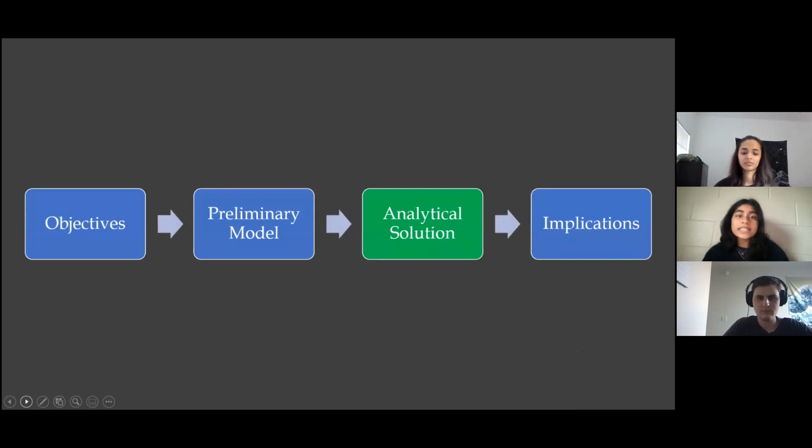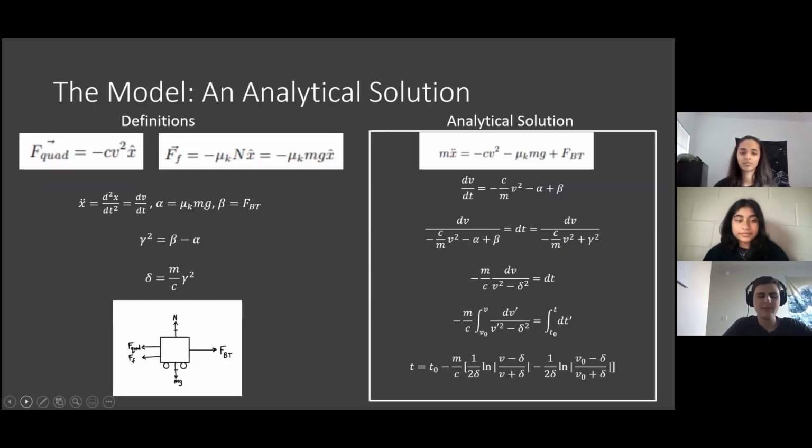Now let's talk about finding an analytical solution. We employ the same techniques we used in the preliminary model, which involves using Newton's second law and a free body diagram, which is pictured below. And we can write a differential equation for the motion in both the x direction and the y direction. However, the y direction forces are very balanced, so the normal force is equal in magnitude to the force of gravity, which is very important in determining the force of friction.